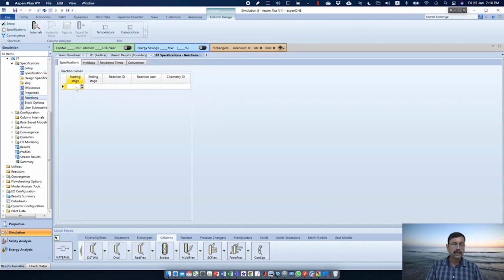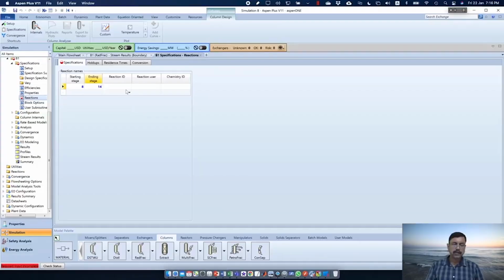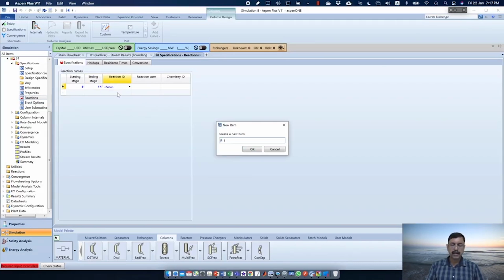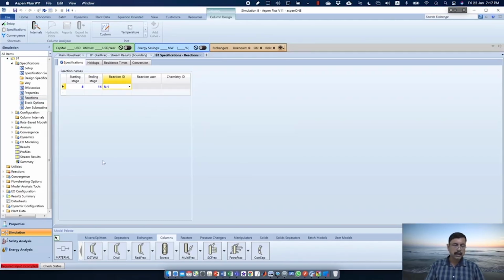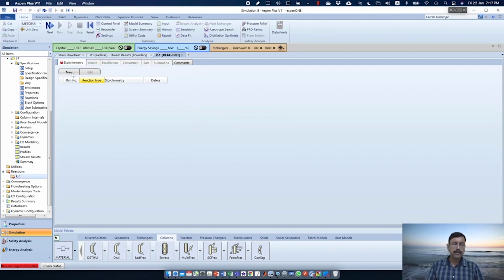So that reaction begins at stage number 8, where acetic acid is being fed, and it ends at 14 because ethanol is being fed through the 14th stage. So all the reactions are expected to happen between the 8th stage and the 14th stage. There is no reaction ID as such, so we have to create a new reaction ID. Let us say R1. Then you will find over here the reaction. You have to add a new reaction over here.